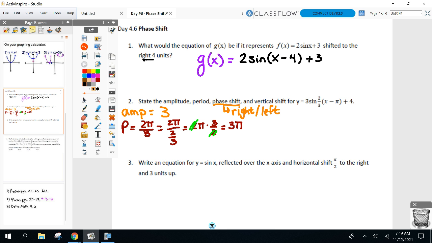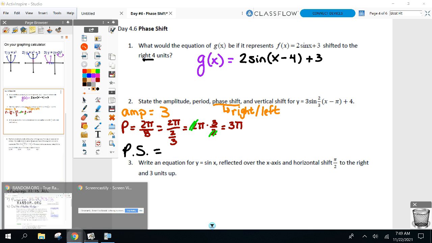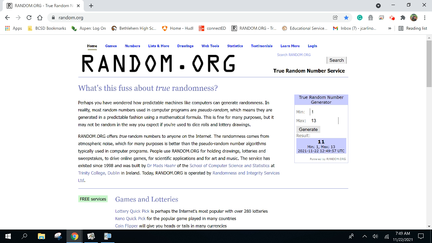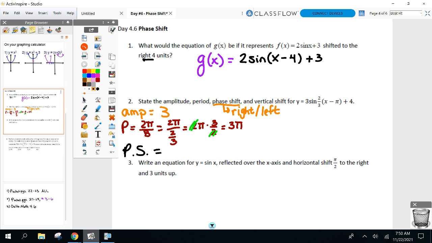What's up next? Phase shift. All I need is right or left, and how many units? Look inside the parentheses. Am I going right or left first? Minus. Right or left? Right. And then how many units? What's there? Pi. Yep, right, pi units. And don't freak out, we won't have to graph it. I just want to know how many units, right or left.